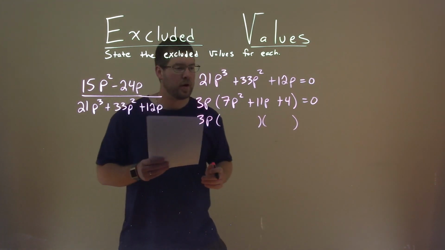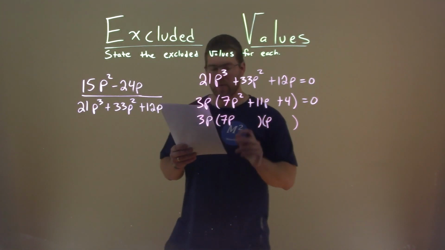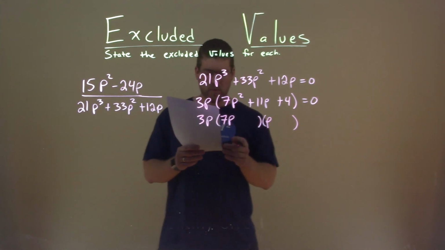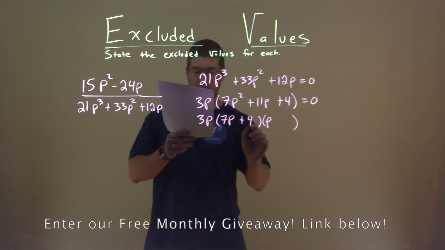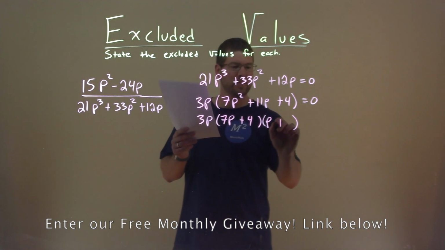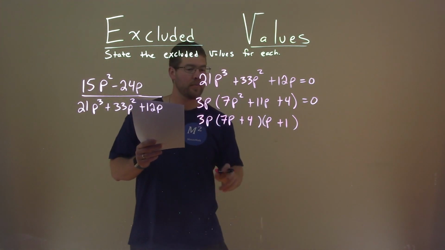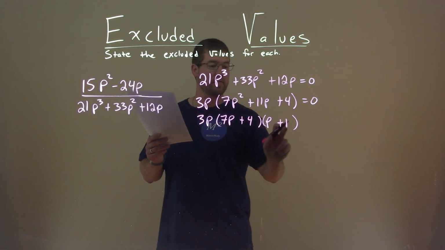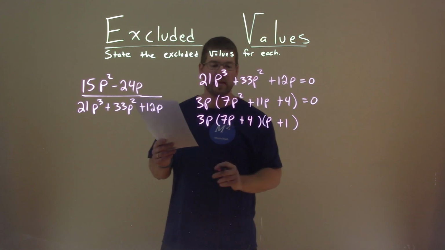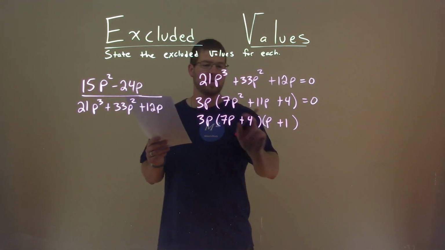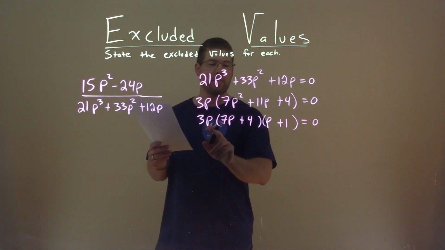So 7p squared plus 11p plus 4, we know it has some form like this, and we have to figure out what goes on the inside. Well, that ends up being a positive 4 and a positive 1. 4 times 1 is positive 4. We're good. 7p times 1 is 7p, plus 4 times p is 4p. We add them together, we get 11p. And then 7p times p is 7p squared. Alright, now we have it in factored form.